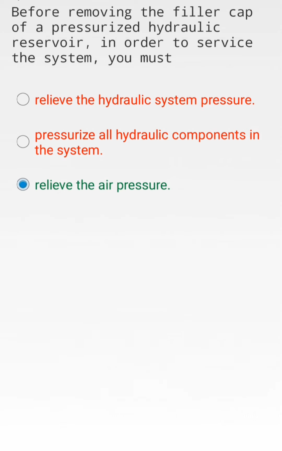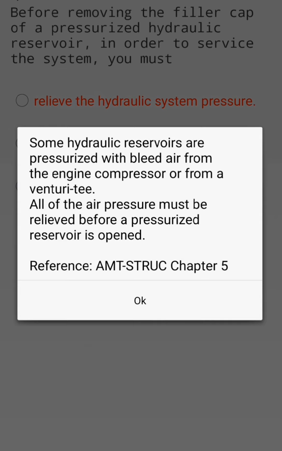Before removing the filler cap of a pressurized hydraulic reservoir in order to service the system, you must relieve the air pressure. Some hydraulic reservoirs are pressurized with bleed air from the engine, compressor, or from a venturi. All of the air pressure must be relieved before a pressurized reservoir is opened.